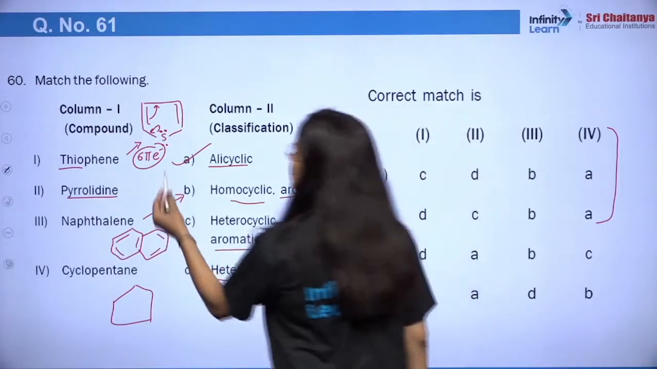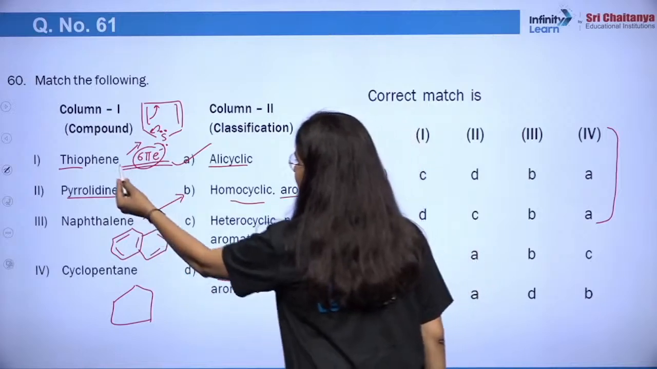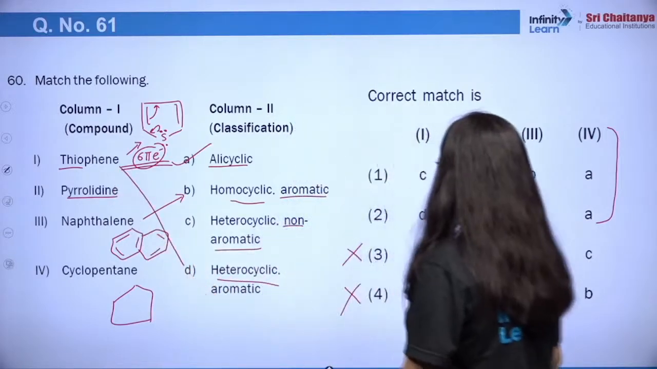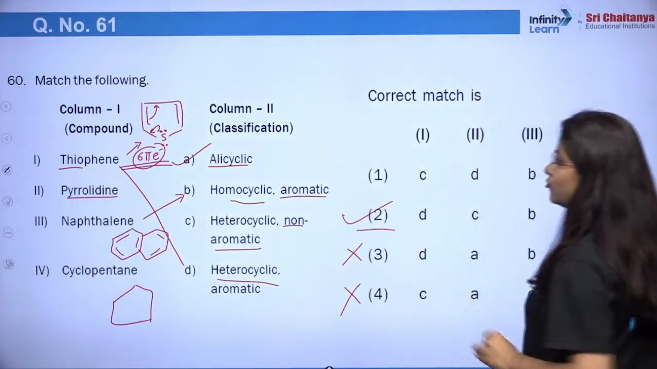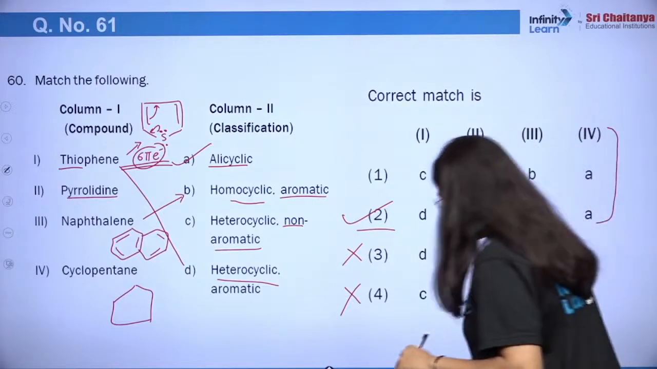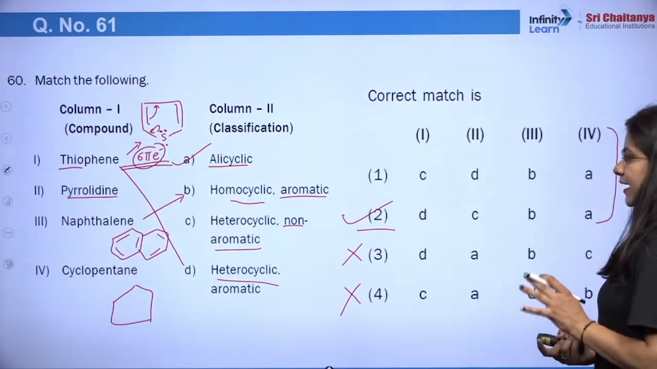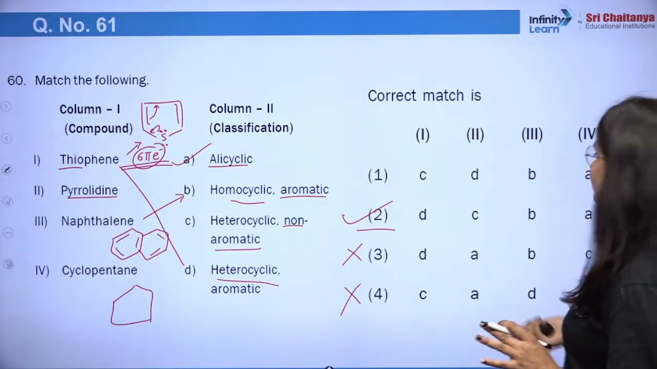So as I told you, thiophene will be what? Aromatic. So thiophene aromatic, which means 1 will match with D. 1 will match with B. So what is my answer? My answer has to be option number 2, right? Please check. Is it correct? No. So what is the answer?